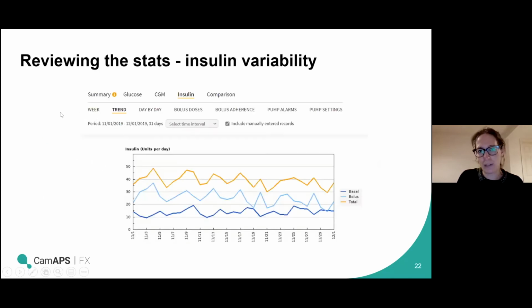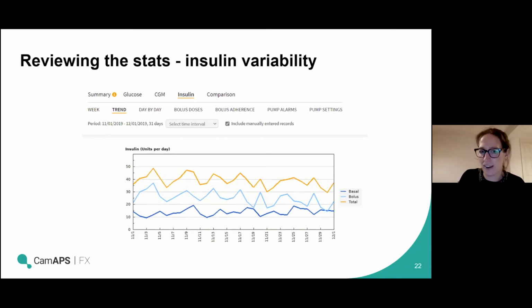So one of the tabs that you can see in Diasend is this insulin, and I tend to use the trend, and particularly it's helpful to have it over a month. So here on this table, you can see the total daily insulin dose over the period of a month. And you can see, as I mentioned, there's quite high variability. So in this individual, they can be anything from 30 units a day to 50 units a day. And this is really typical. And what you can see is that actually the basal has a little bit less variability, but the bolus slightly more. And that's probably more typical of what's needed.